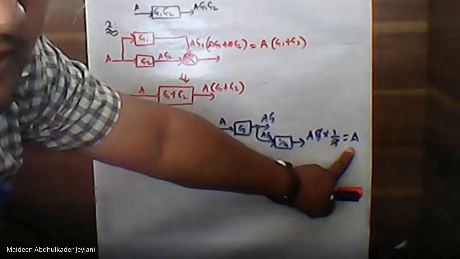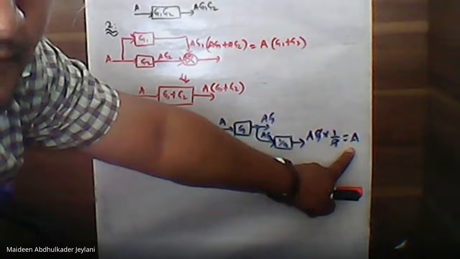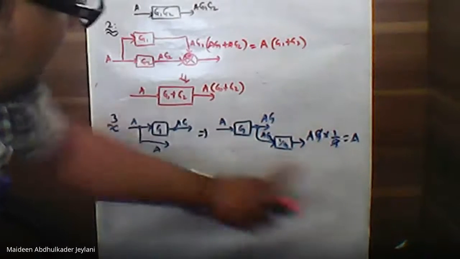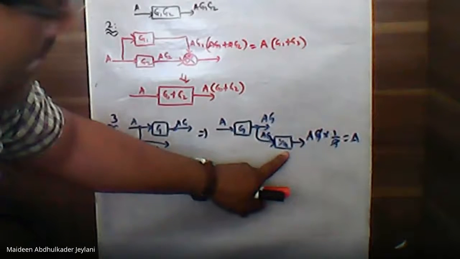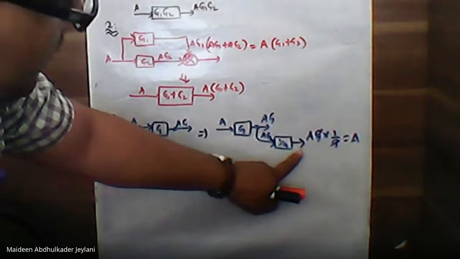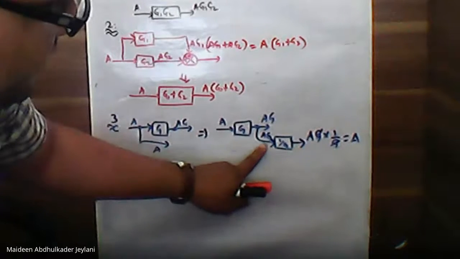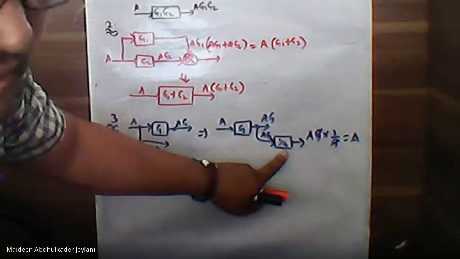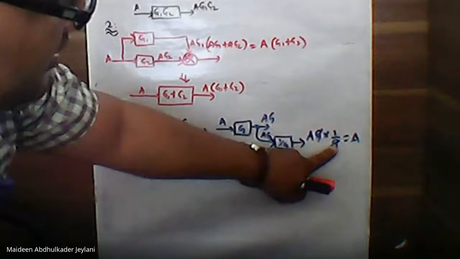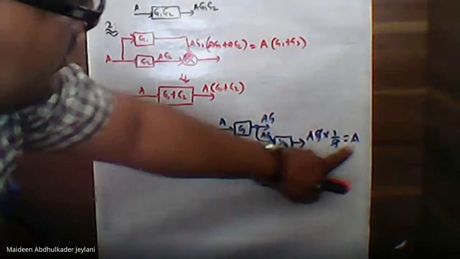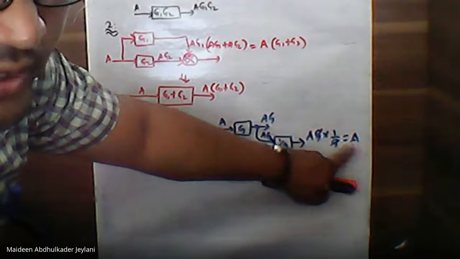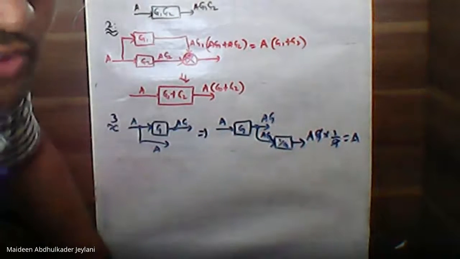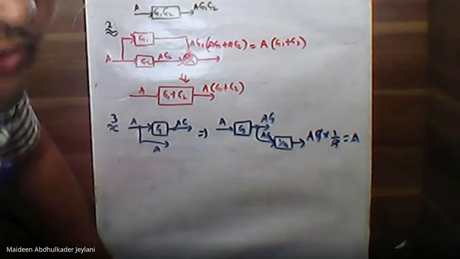Can you understand what I am telling? So AG into 1 by G. The output of this system is the product of input and system gain. AG into 1 by G, so the Gs will get cancelled. We'll have A alone. Without changing the system arrangement, we need to reduce the diagram.